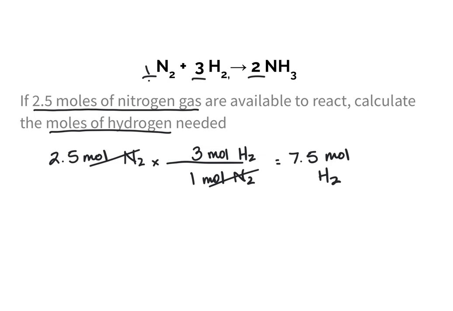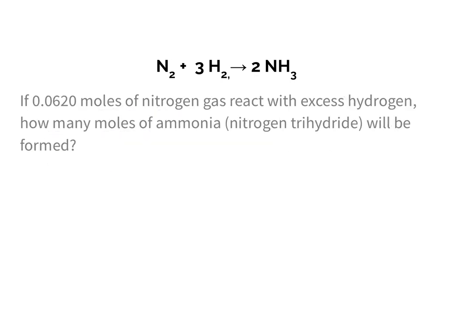So I'm using, again, these coefficients from my balanced chemical equation. They are what is being used in the conversion factor below. So let's use that same exact balanced equation, and now it's just going to be worded a little bit differently. If 0.0620 moles of nitrogen gas react, it says we have excess hydrogen. That means you can just ignore this. What that means is I have plenty of hydrogen to do this reaction. I don't need to add any more to it. It just means I'm not measuring that part out.